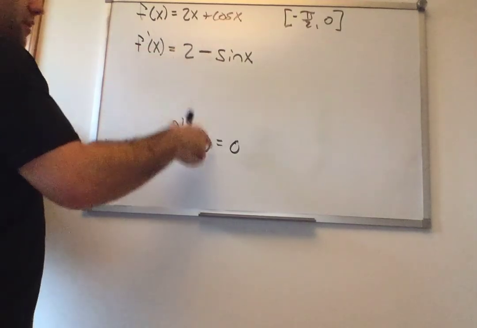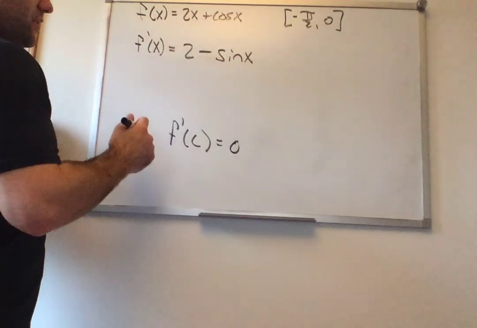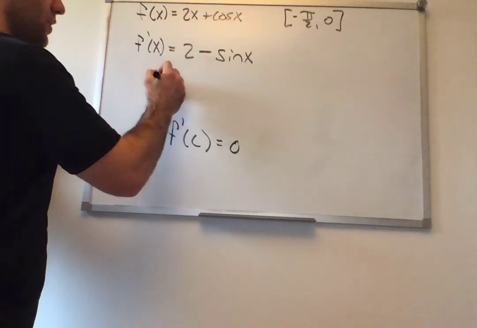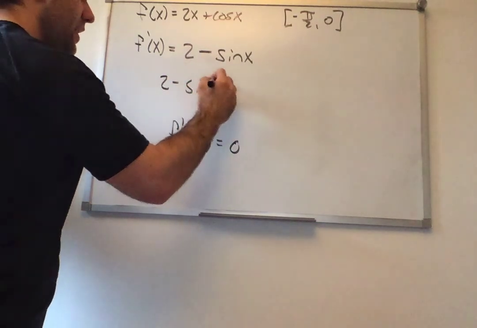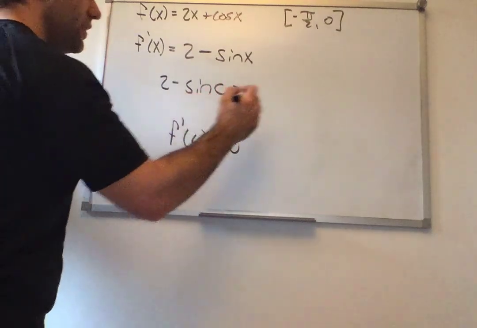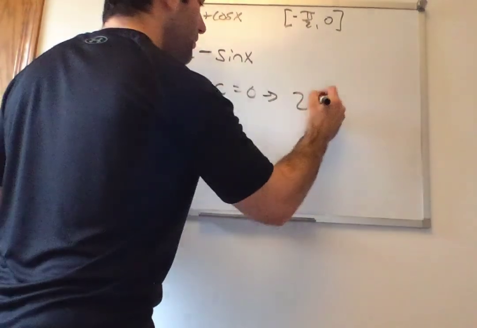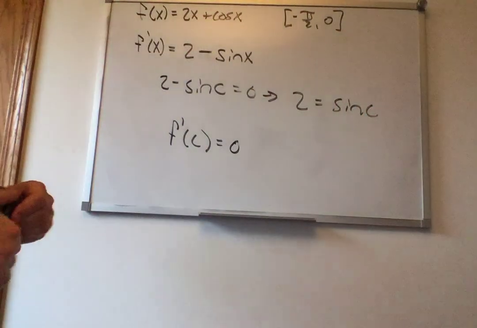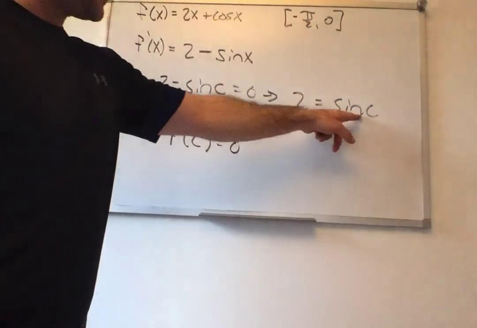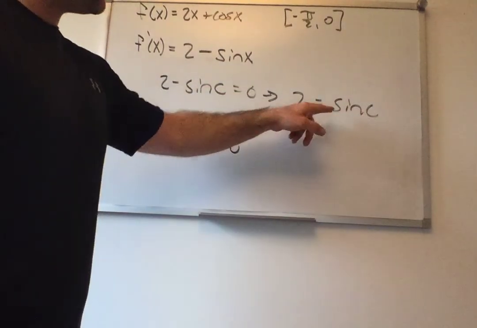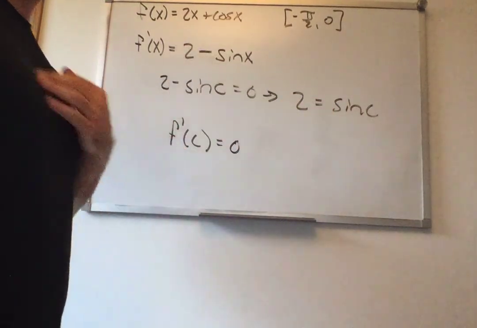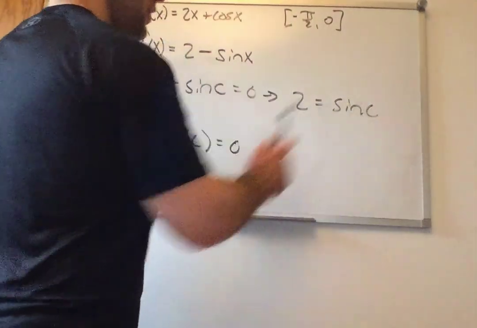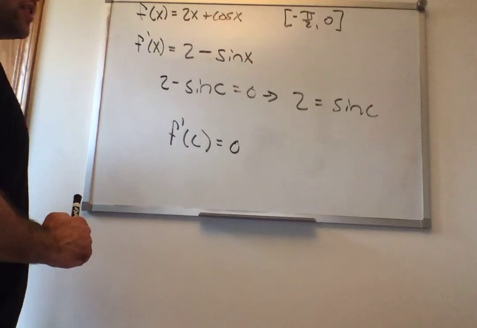So now, if we were to go ahead and plug in c, set this equal to 0, and try to solve, we're going to run into a problem. So 2 minus sine c is equal to 0. So if I add over the sine of c, 2 is equal to sine of c. This is a normal sine function. It doesn't matter what c is. Sine only oscillates between 1 and negative 1. You're never going to find a c value that satisfies this equation.